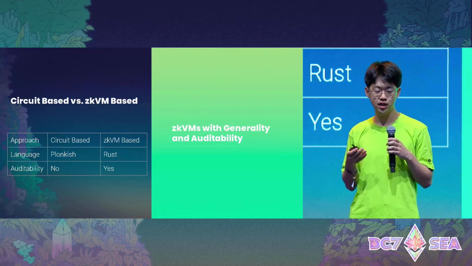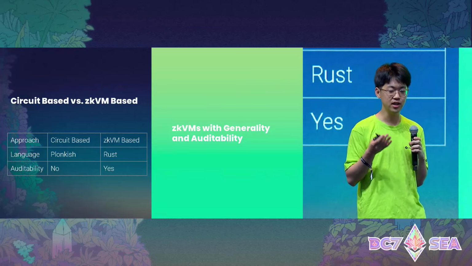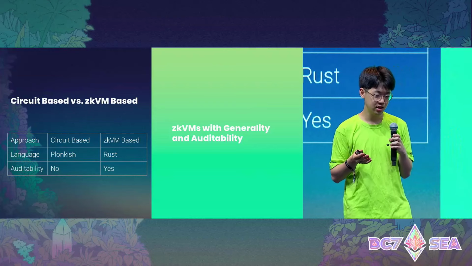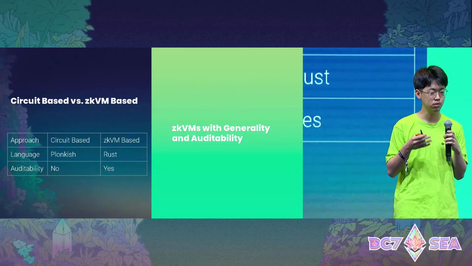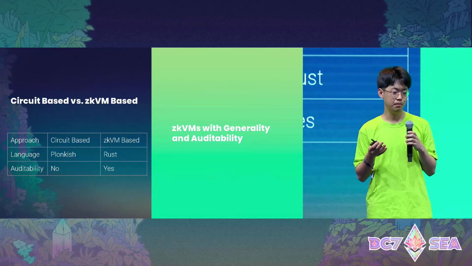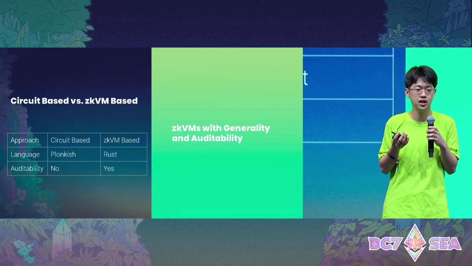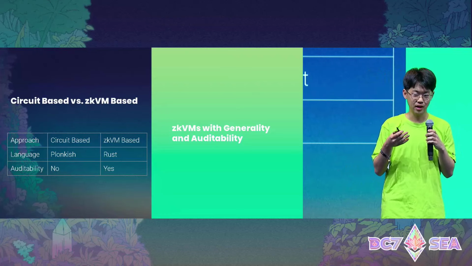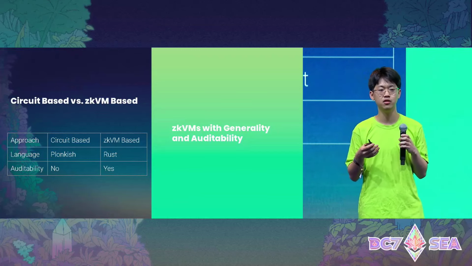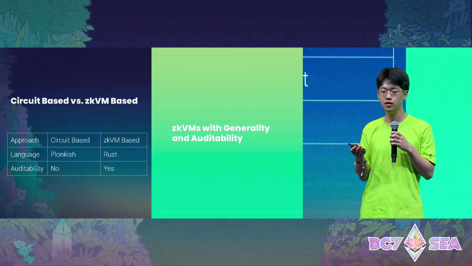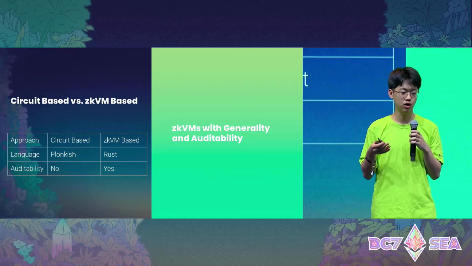Now we're trying to take a zkVM-based approach because zkVMs can give us generality and auditability. As I mentioned, in a circuit-based approach we need to write circuits in a circuit language like Plonkish, which is very unfamiliar. Because of that, the auditors will have a hard time auditing, and even we can't really verify well that our code is written well. But zkVMs allow us flexibility. We can write any program that we want to verify the computation in Rust, and since it's written in Rust, it's much better to audit and debug.